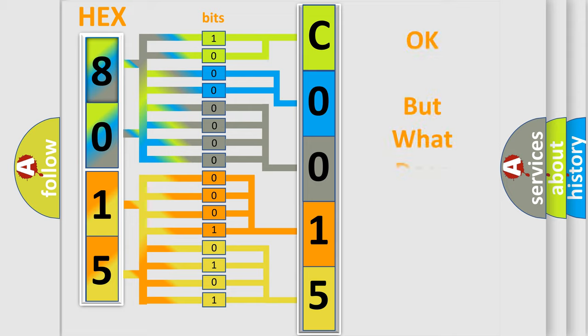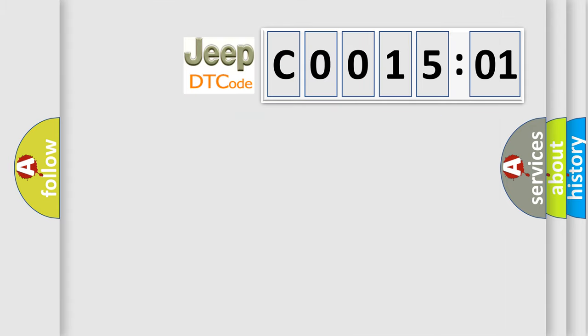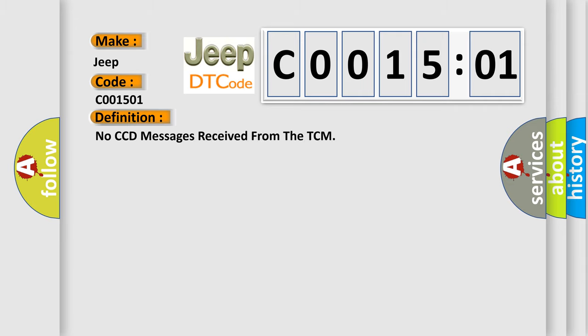The number itself does not make sense to us if we cannot assign information to what it actually expresses. So, what does the Diagnostic Trouble Code C0015-01 interpret specifically for Jeep car manufacturers? The basic definition is: no CCD messages received from the TCM.